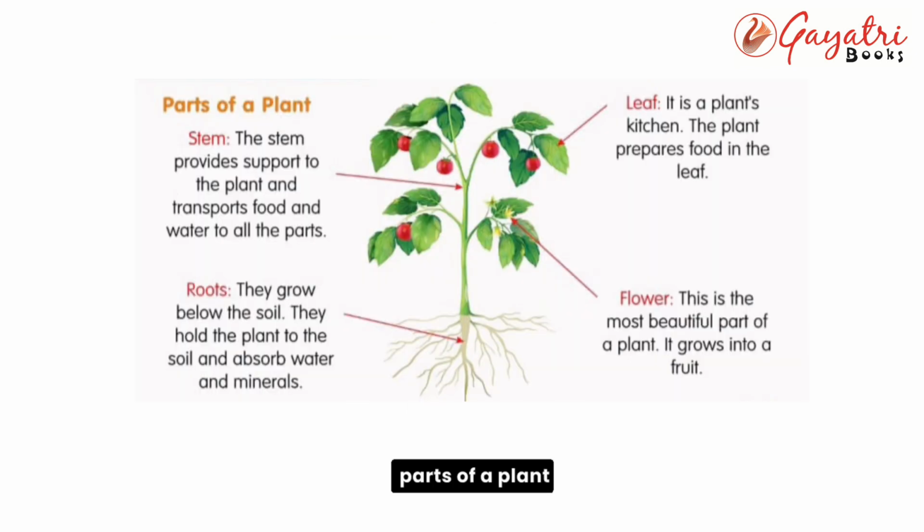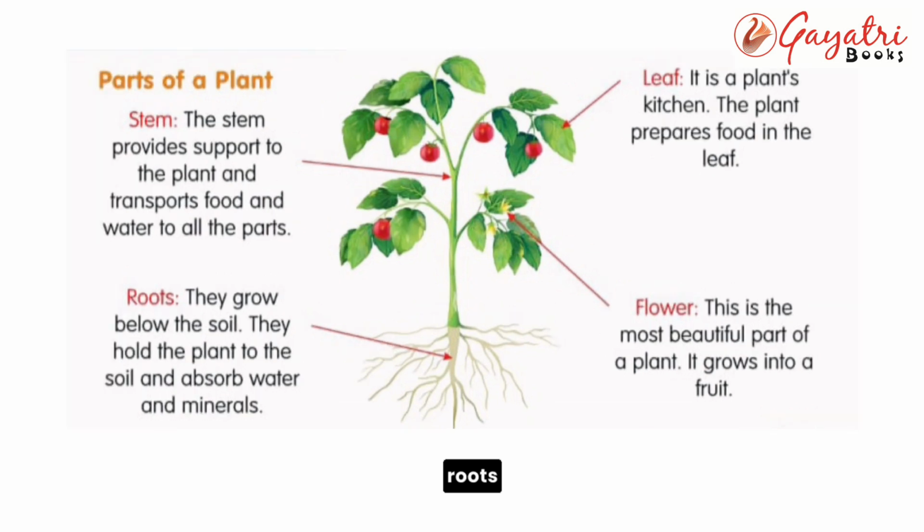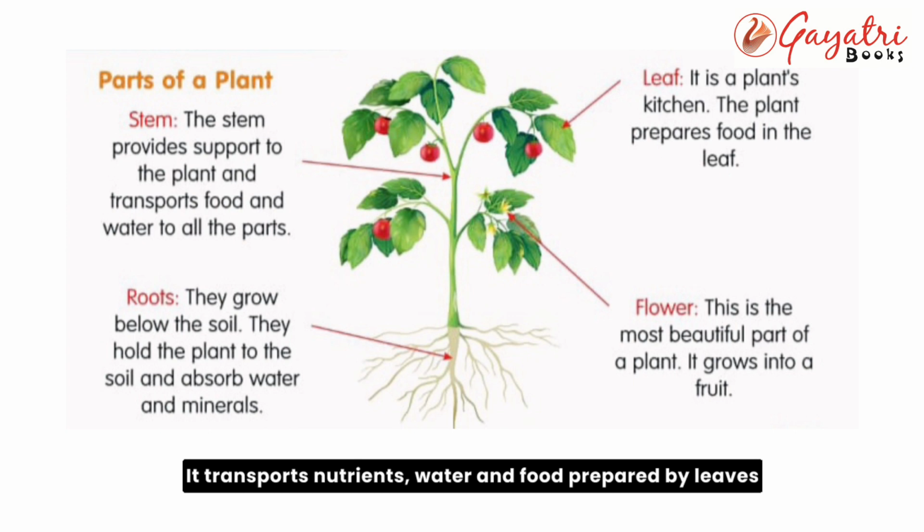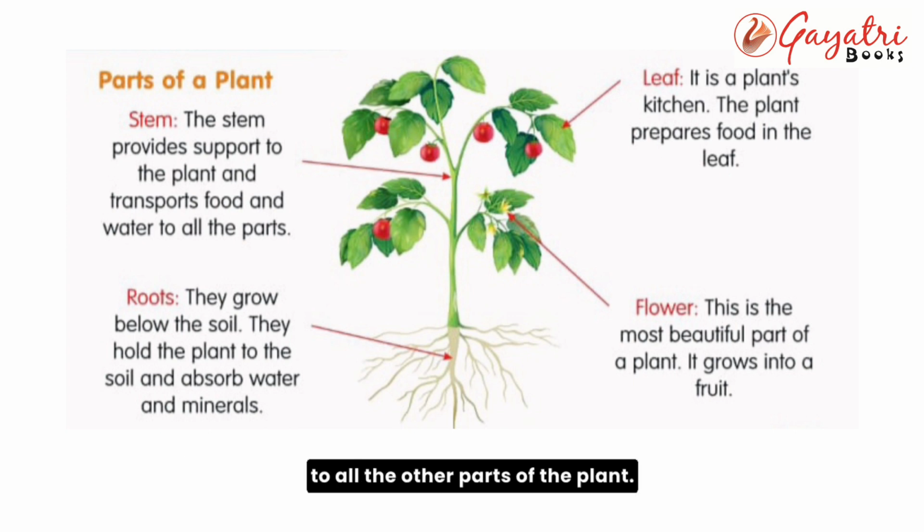Parts of a plant. Roots. The roots help to fix the plant in the soil. They absorb water and nutrients from the soil for the plant. Stem. The stem holds the plant straight. It transports nutrients, water and food prepared by leaves to all the other parts of the plant. Leaf. The leaf is the plant's kitchen as the food is produced by the leaf.